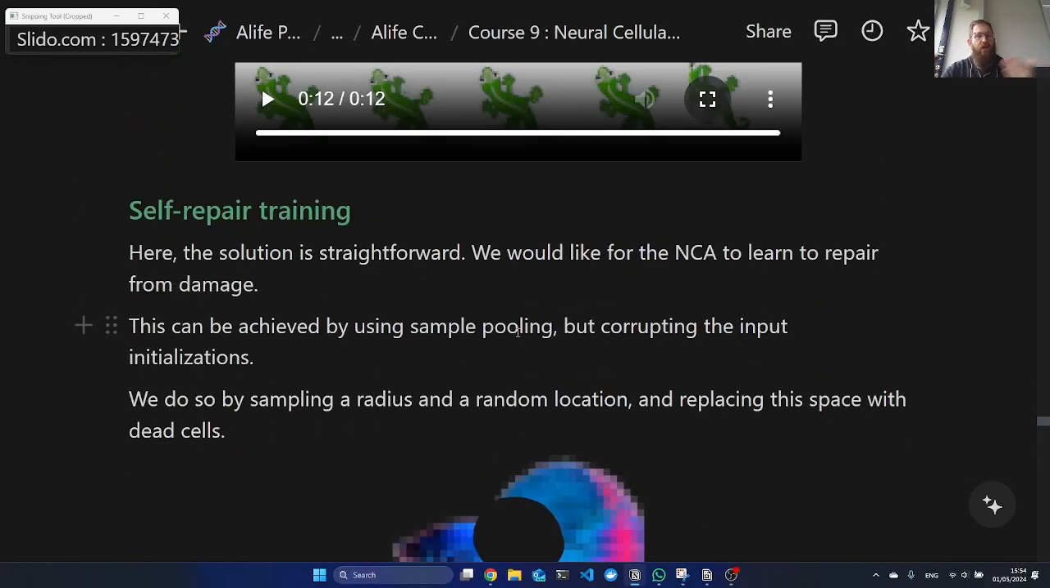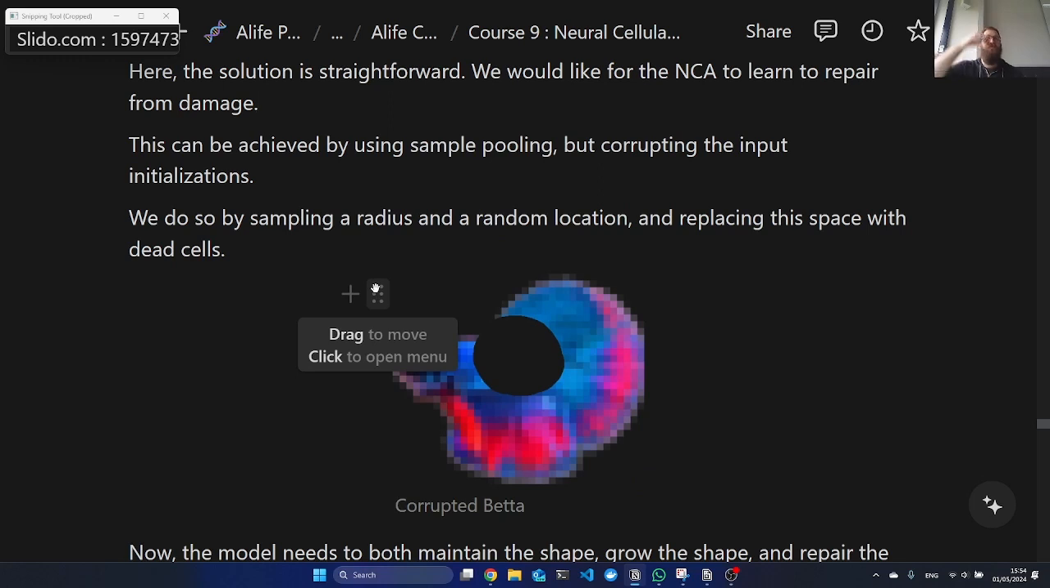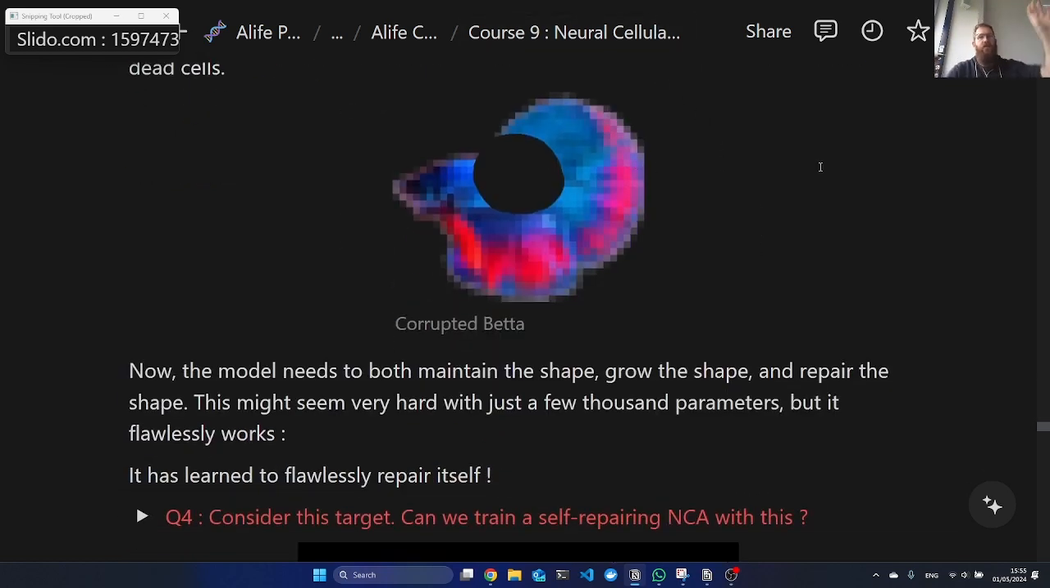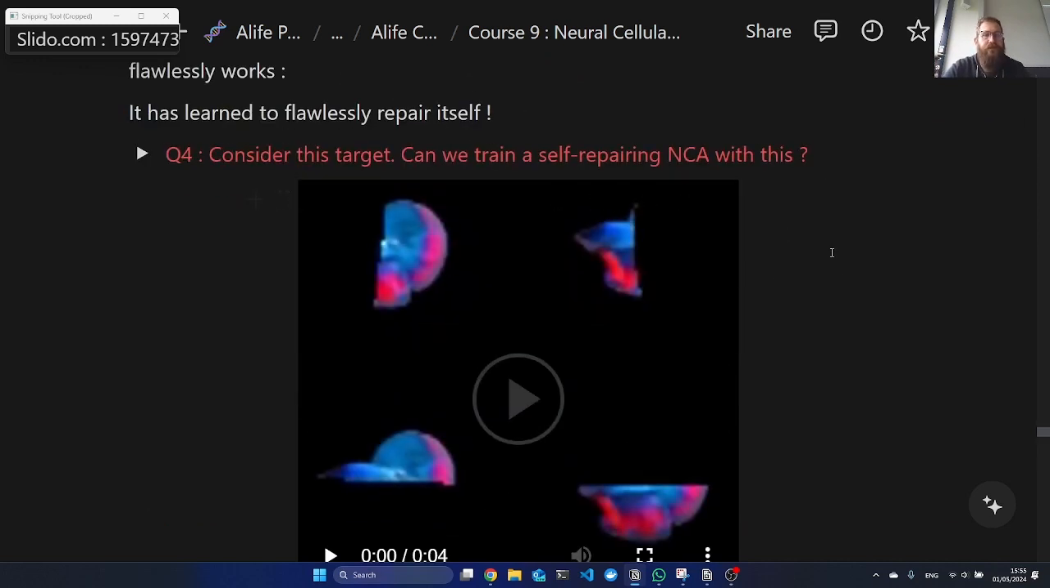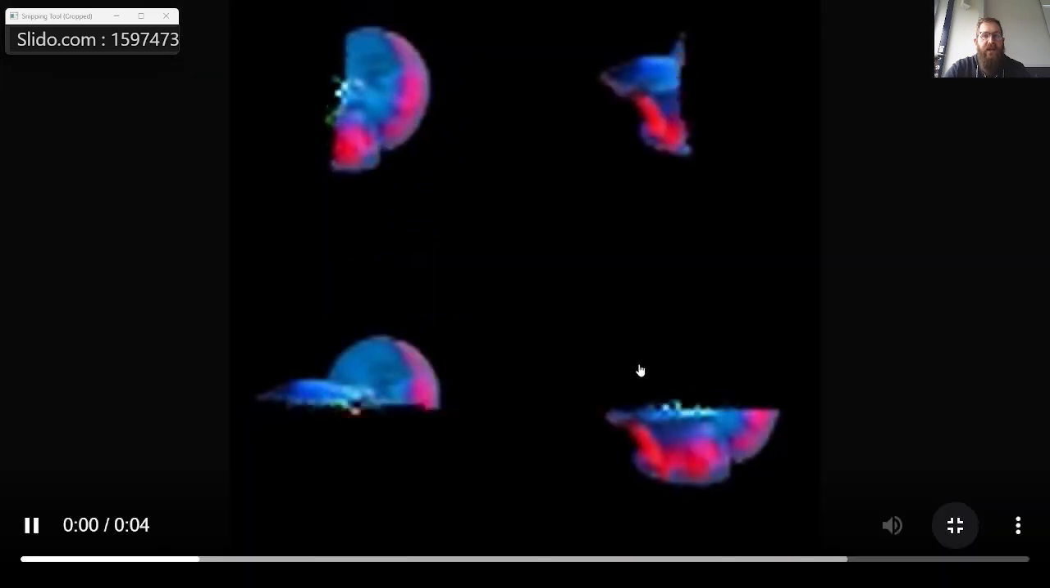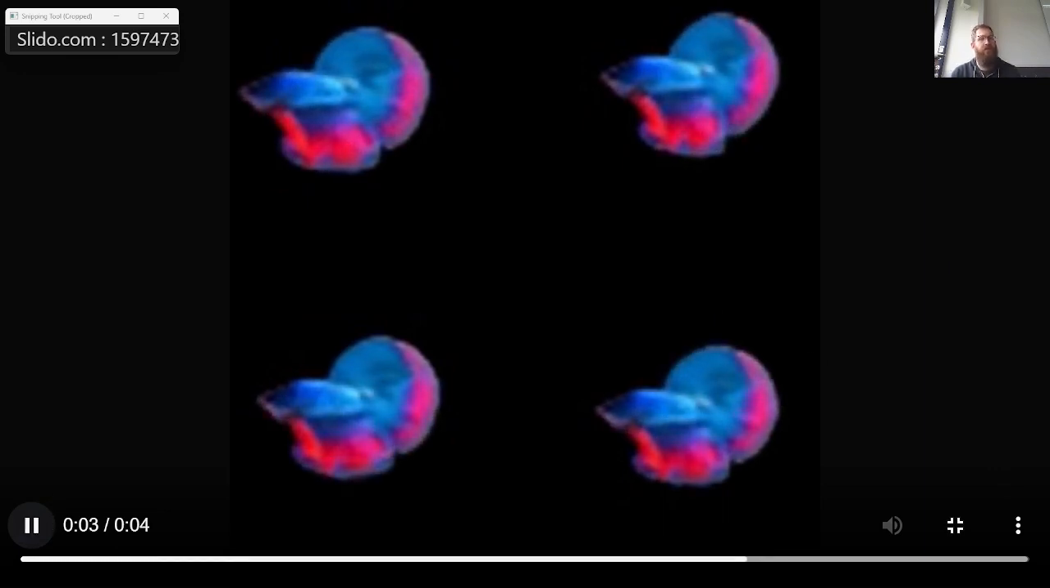So how do we incorporate this into the training? Well, this is very simple again. All we have to do is to damage the initial condition such that it needs to learn how to repair it to get a good score. We take a sample from the pool, but before giving it to the model, we just drill a hole through it and give it this new state as initial condition. And we tell it, okay, you have to get a fish from this initial condition. And that's what we get.